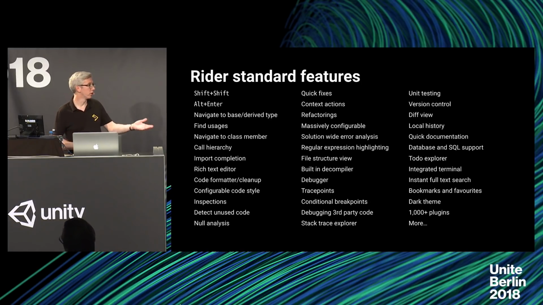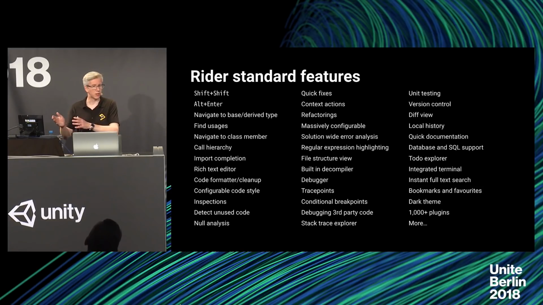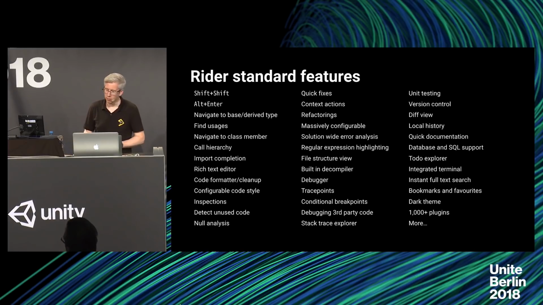We've got version control and the diff view. Local history is a very cool feature which creates snapshots of your code as you're working. It's going to save your work as you go along, in between checking into source control. And of course, we've got over 1,000 plugins available for it, and more importantly, there is a dark theme, so you'll be okay.